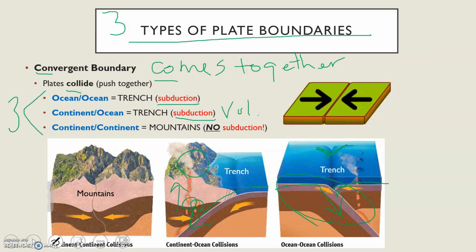Okay? The third one is continental, and there is no subduction, and there is no water, there's no anything. It's just 2 plates being forced to come together. Well, when 2 plates are forced to come together, they must go up in motion, and therefore you end up with mountains.